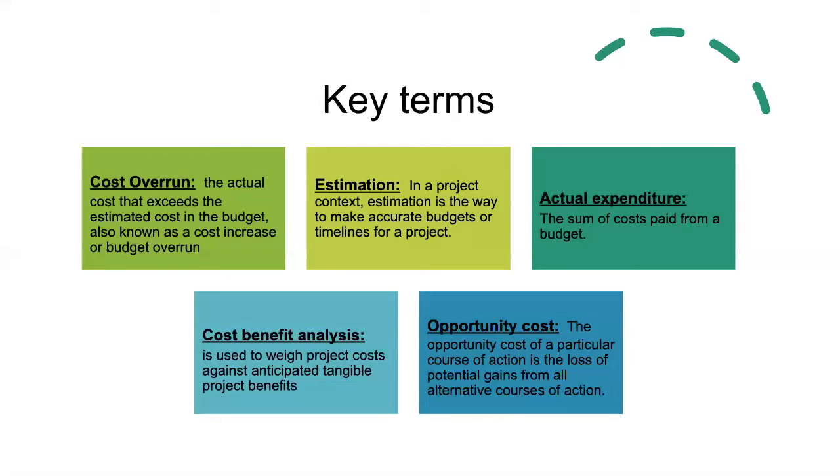Cost-benefit analysis. A cost-benefit analysis is used to weigh project costs against anticipated tangible project benefits. Opportunity cost. The opportunity cost of a particular course of action is the loss of potential gains from all alternative courses of action. Total cost of ownership. The total cost of ownership estimates the sum total of direct and indirect costs incurred in the purchase, operation, and maintenance of an asset through its life.